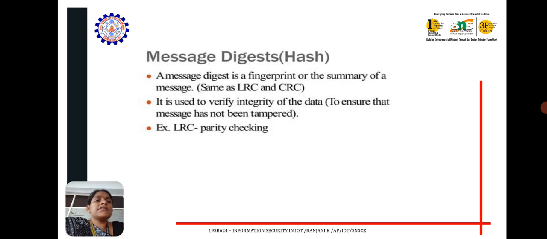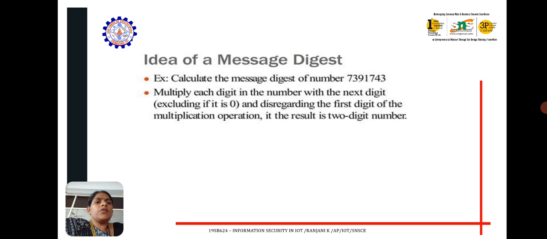Let us see about the message digest. It is a fingerprint or summary of the message, and it is used to verify the integrity of data, for example LRC parity checking. Next is an idea of the message digest: calculate the message digest of 7391743. Here we multiply each digit in the number with the next digit, excluding it if it is 0, and disregarding the first digit of the multiplication result if it is a 2-digit number.